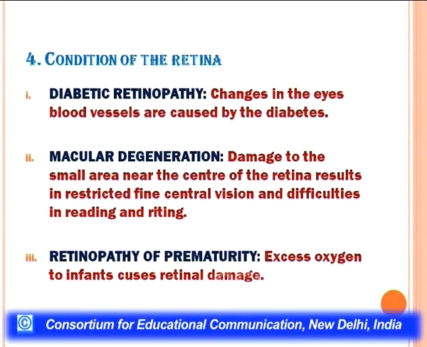Then conditions of retina, the first one is diabetic retinopathy. Due to the condition of diabetes it happens, with changes in the eyes' blood vessels, and it becomes very severe if diabetes is not controlled. Macular degeneration is the damage to the small area near the center of the retina, which results in restricted fine central vision and difficulties in reading and writing. Retinopathy of prematurity: if excess oxygen is available to infants, it may cause retinal damage, which is usually permanent in nature.